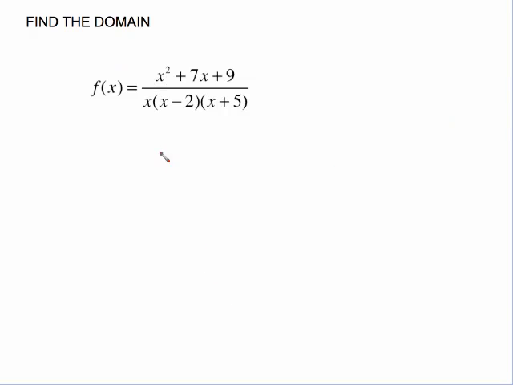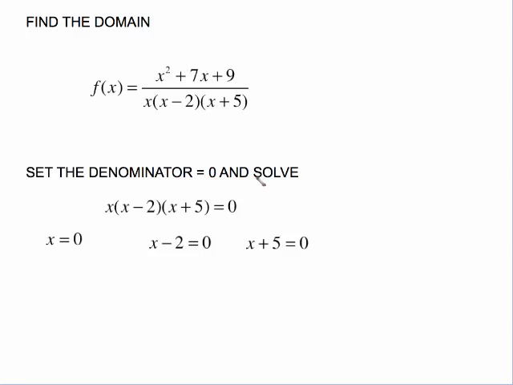So let's take a look at another one here. Here's a function a little more complicated than the function on the previous screen, but what's important is to look at the denominator. We want to exclude the values that will create 0 in the denominator. So to do that, we are going to set the denominator equal to 0 and solve. The good thing about this function is that the denominator was already factored. So all I have to do is take each part and set them equal to 0 and solve, getting these three numbers. These are the numbers that need to be excluded from the domain, because if I put any of them into the denominator, I'm going to create 0 in the denominator.